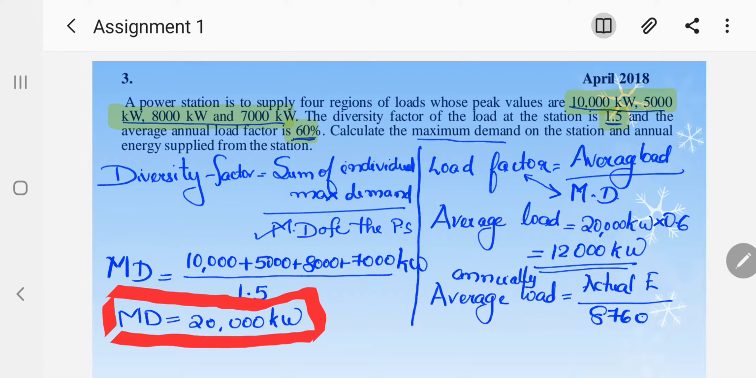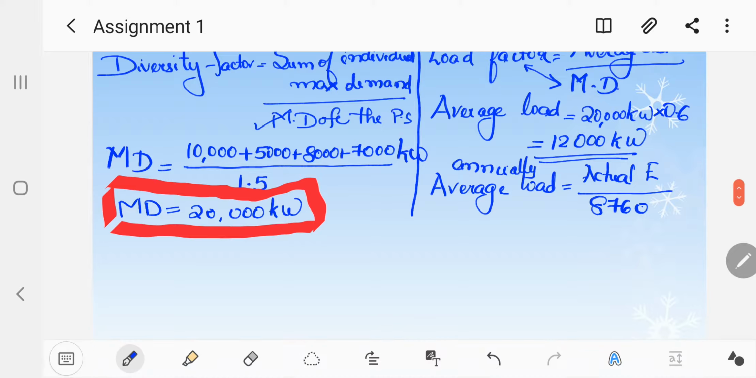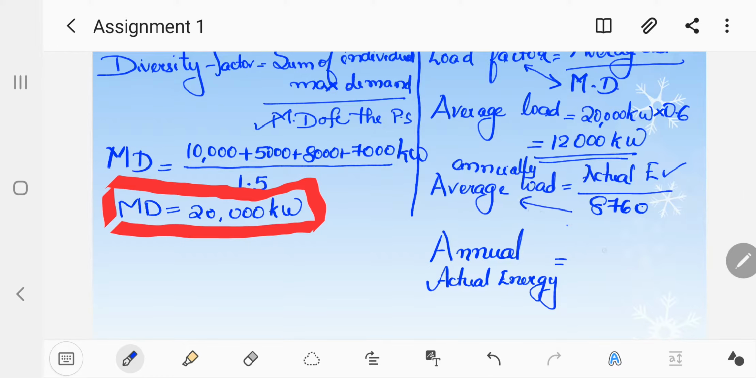Now from this we can find the actual energy. Average load we have already found, it is 12,000 kilowatt. From this you can find out the actual energy. So annual actual energy is equal to, what will be the value? You have to multiply 8760 with this average load. So what will be the equation? 8760 hours into 12,000 kilowatt.